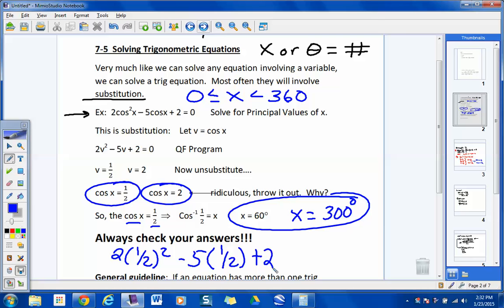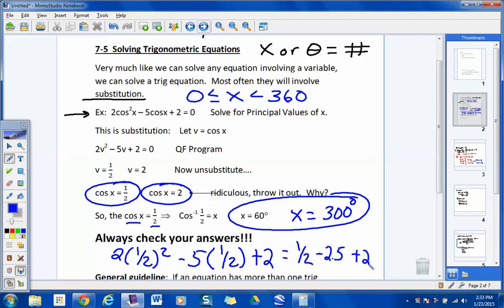What's half squared? 1/4. 2 times a fourth is a half. So this is really equal to 1/2. What's 5 times 1/2, or half of 5? 5/2, or 2.5. Minus 2.5 plus 2. Oh my gosh. Half minus 2.5 is -2, isn't it? -2 plus 2 more is what? 0. Does it hold? Okay.